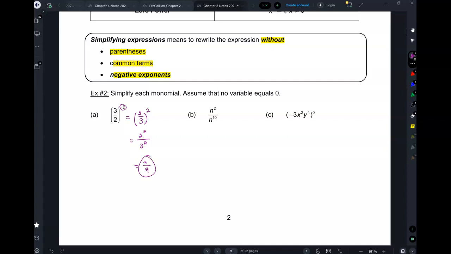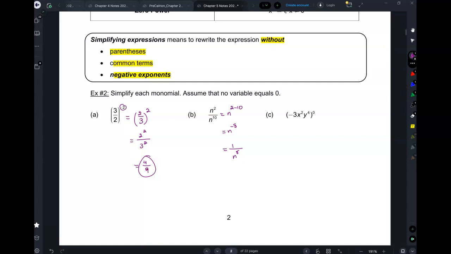Okay. Here, if I have n to the power of 2 over n to the, so we subtract these exponents, this will be n to the negative 8, which is 1 over n to the 8. Yes. Leaving it like this will not be full credit because you can't have a negative exponent in your final answer.